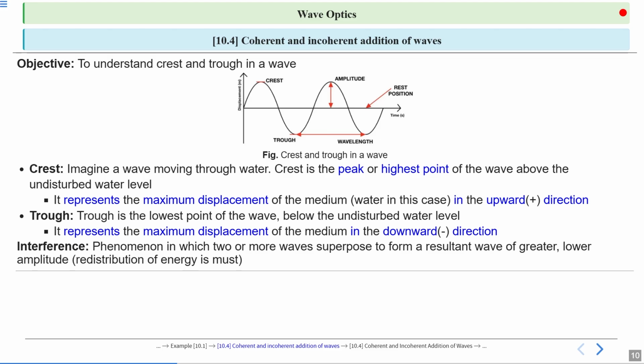If the interference is constructive, then the amplitude of the resultant wave will be increased. If the interference is destructive, then the amplitude of the resultant wave will be decreased. Redistribution of energy must occur. When two waves superimpose, energy is distributed among the two waves and it is redistributed again.